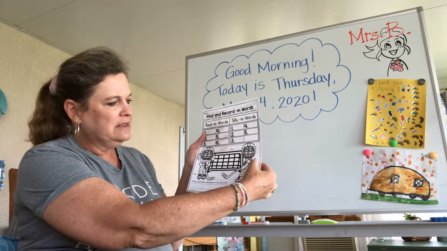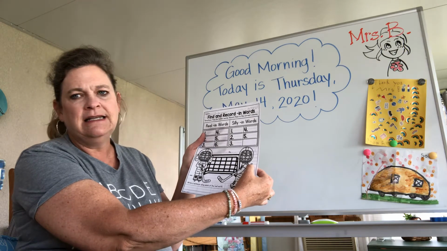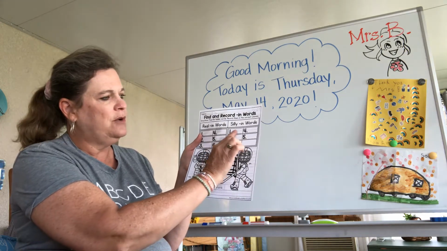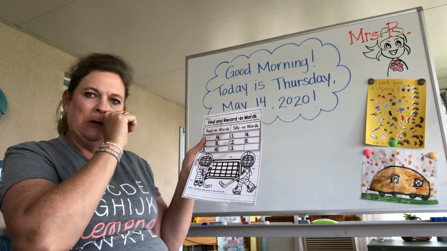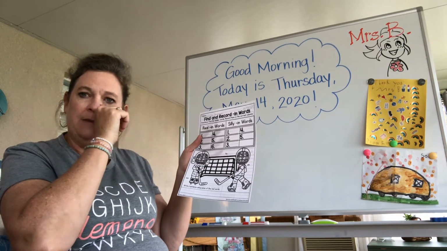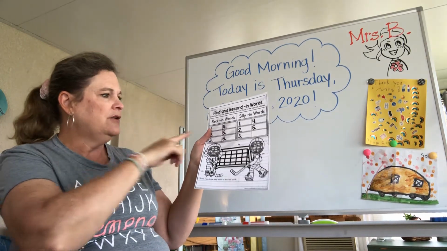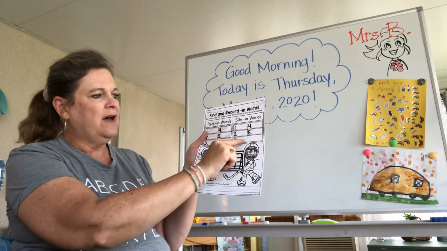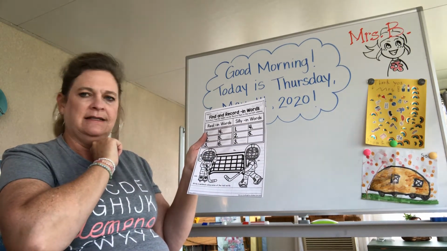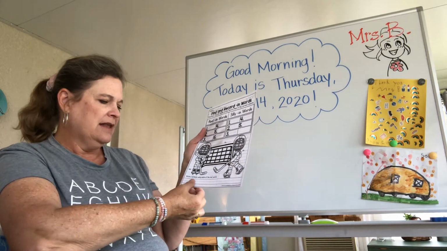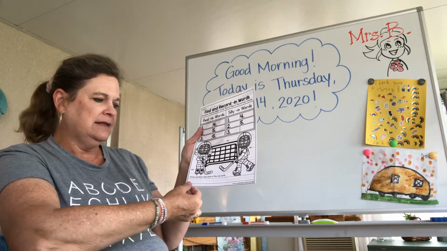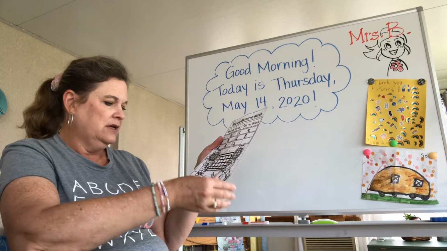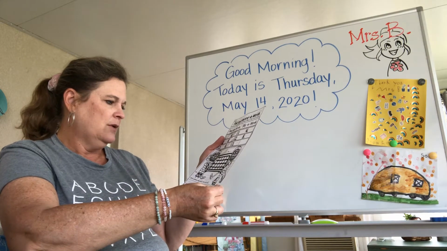For example, this one, zin. Zin is not a real word. So that would go under the silly N words. Silly would be the same as nonsense. So you're finding 6 real N words and 5 nonsense N words. And then at the bottom, if you want to, you can write a sentence using one of the real words. Okay?